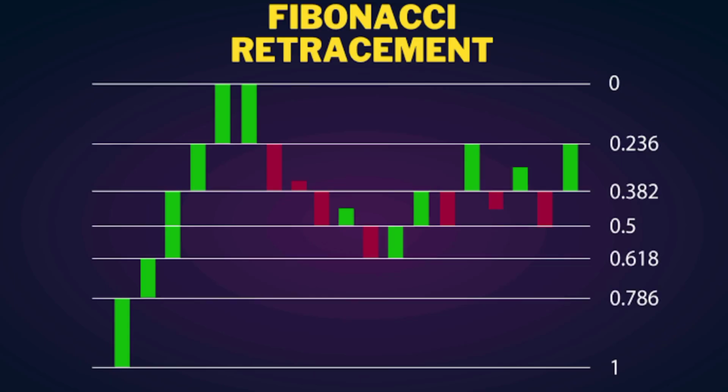Fibonacci retracement is a technical analysis tool based on the Fibonacci sequence, which is a series of numbers where each number is the sum of the two preceding ones: 0, 1, 1, 2, 3, 5, 8, 13, 21, and so on. In the context of financial markets, Fibonacci retracement levels are used to identify potential levels of support and resistance.